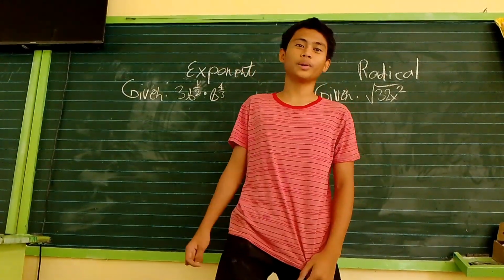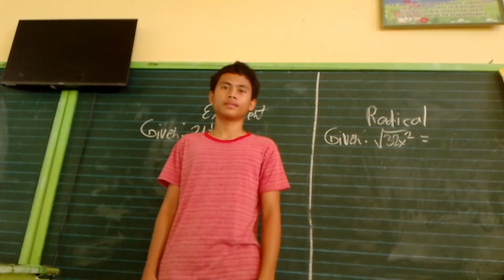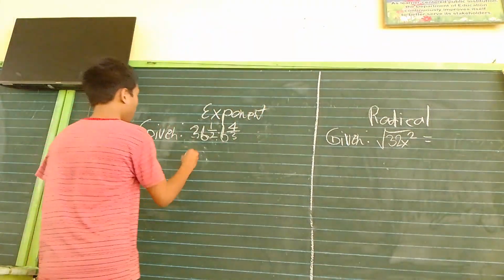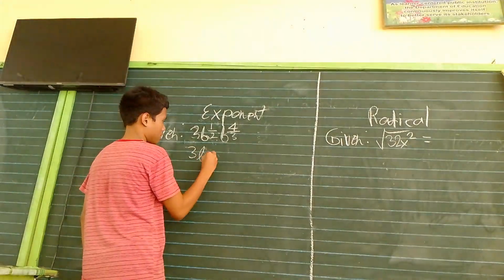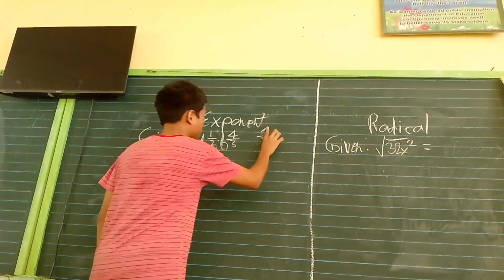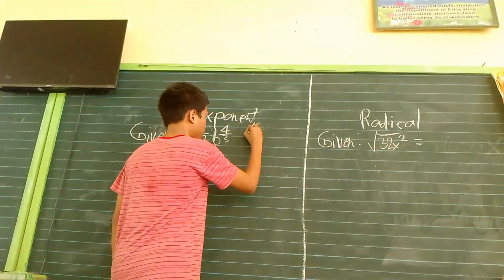I'm gonna show you how to solve exponent and radical. To solve this, we need to copy the base and simplify the exponent. We need to copy this to simplify the exponent.